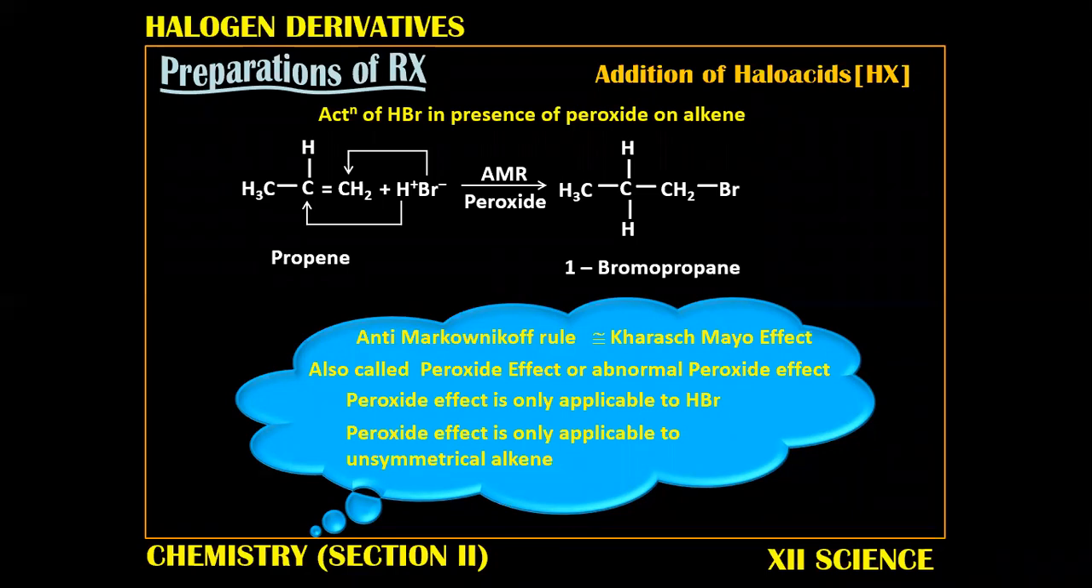Markovnikov's rule is applicable for all three, HCl, HBr, HI. But anti-Markovnikov's rule is applicable only for HBr. HCl and HI cannot show anti-Markovnikov rule. It is carried out in presence of peroxide. The peroxide we use is generally benzoyl peroxide or hydrogen peroxide.